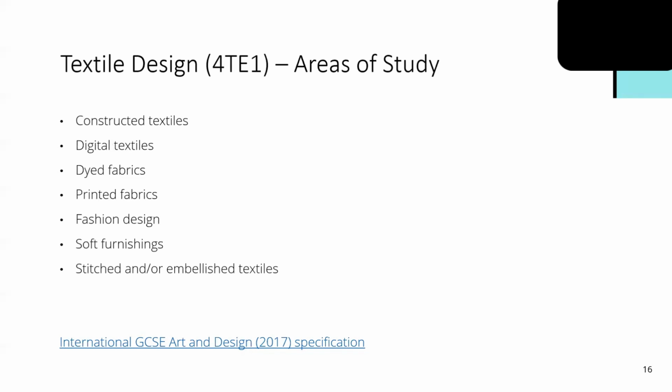The areas of study for textile design are constructed textiles, digital textiles, dyed fabrics, printed fabrics, fashion design, soft furnishings, and stitched and/or embellished textiles. Textile design is a versatile practice that involves the creation, selection, manipulation, and application of a range of materials such as fibers, yarns, and fabrics, and processes such as weaving, knitting, stitching, and printing to create designs and products.